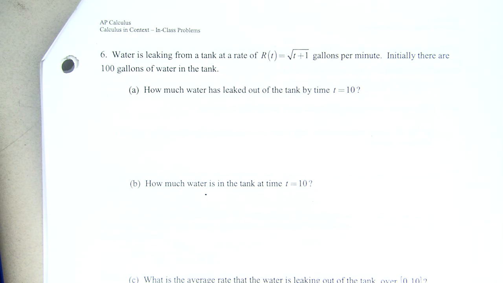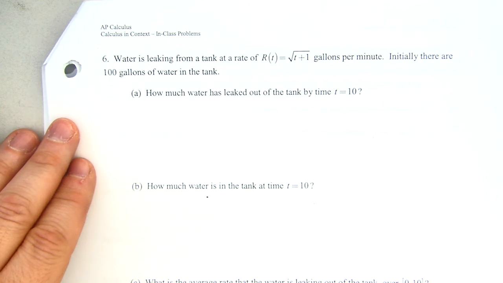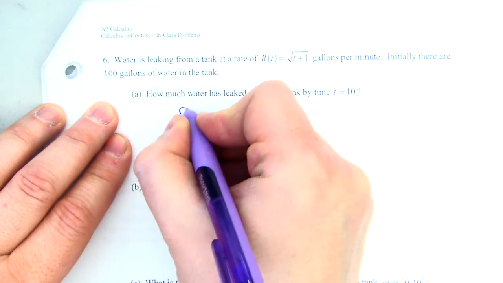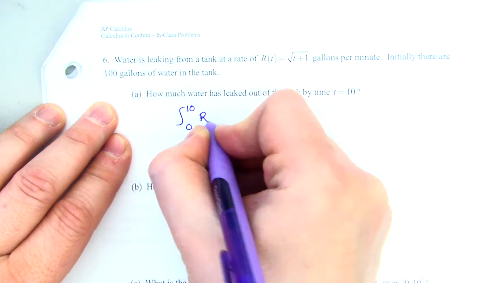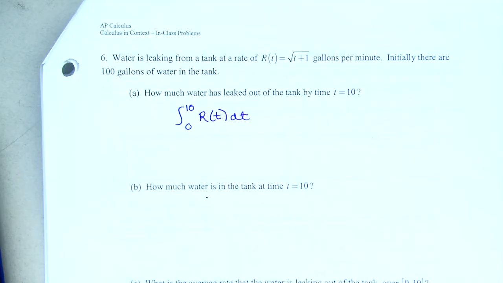Let's look at A, though. How can I figure out... Brady? You can take the integral from 0 to 10 of R of t dt. That's all we're going to do. Integrate the rate that water is leaving from 0 to 10. You will get the net change in the water, which is like the water that is left.